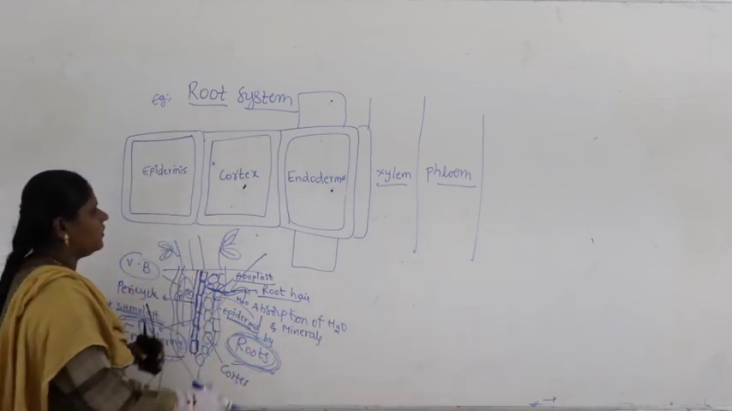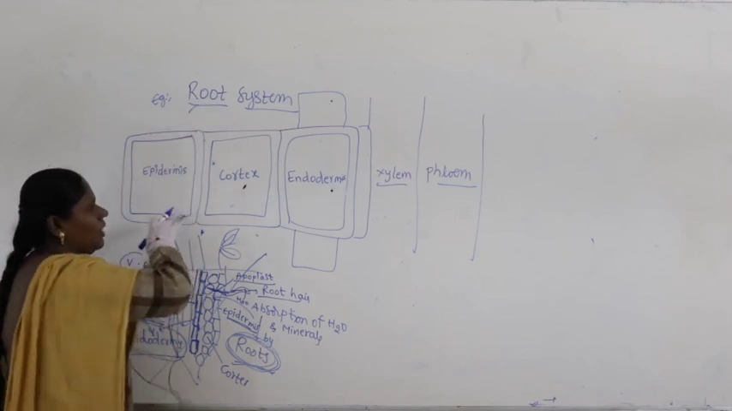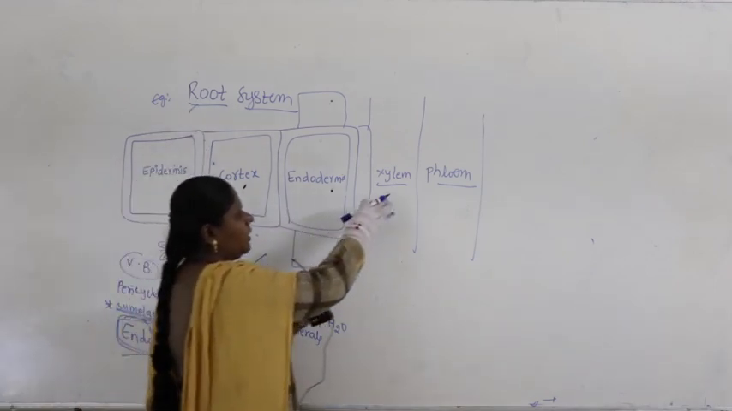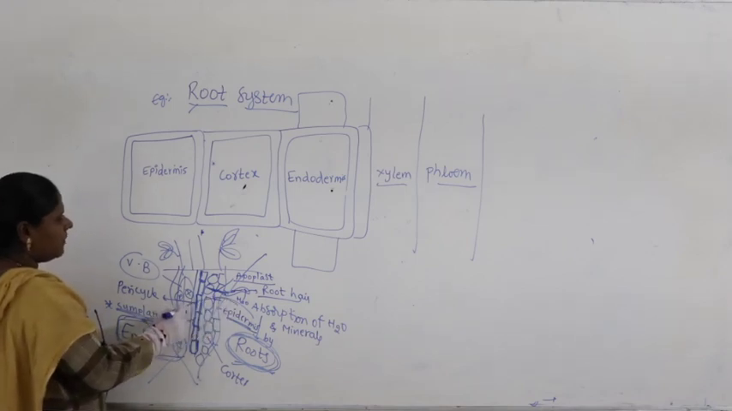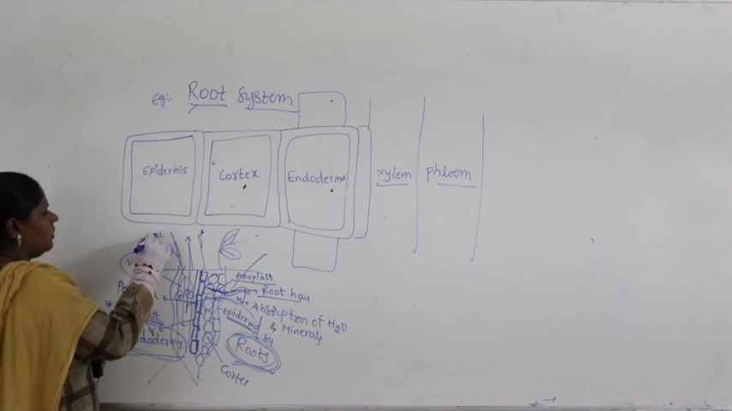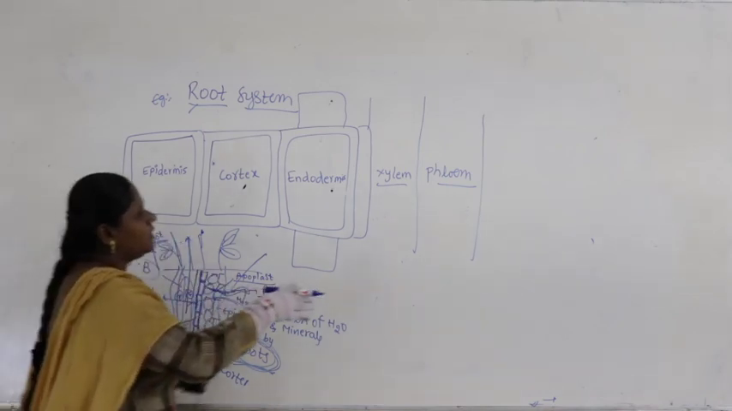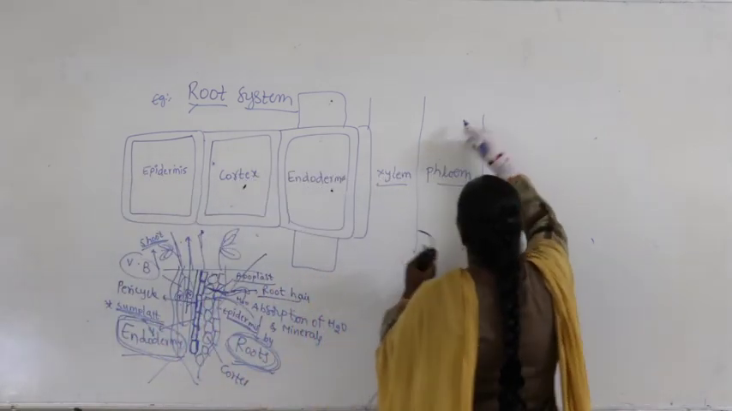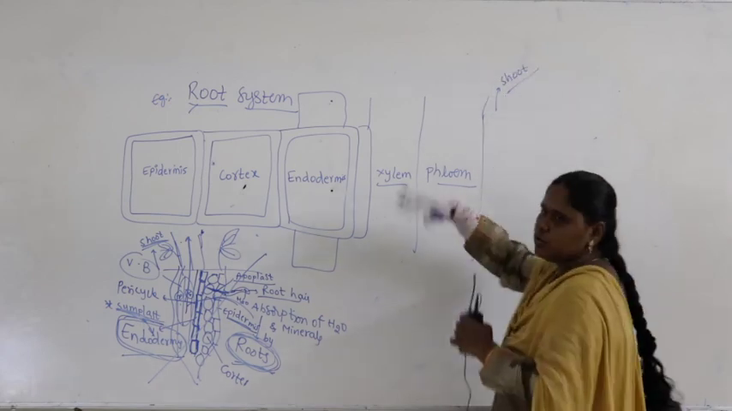This is root. We are discussing root. After entering inside the root, after entering into xylem and phloem, what happens? It goes in an upward direction, meaning it goes to the shoot. From xylem and phloem, food and water go to the shoot. That means up to here is a root part, and from here it goes to the shoot part.